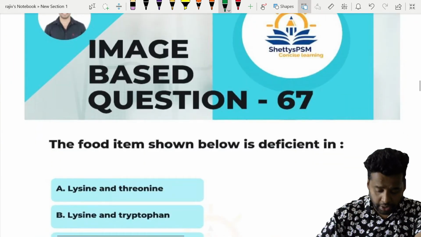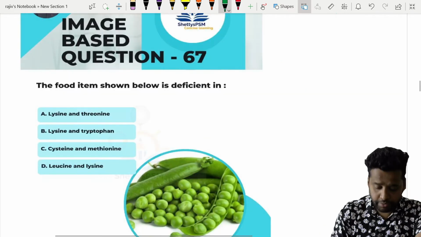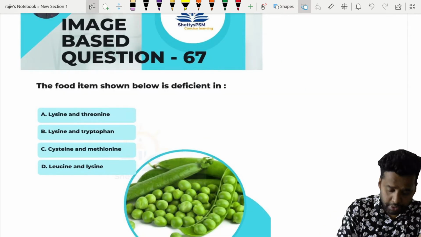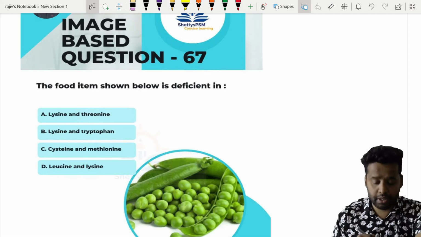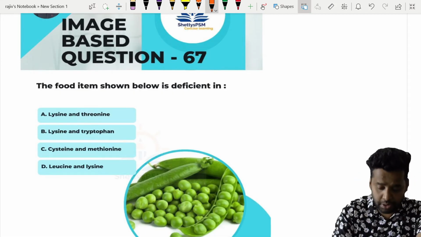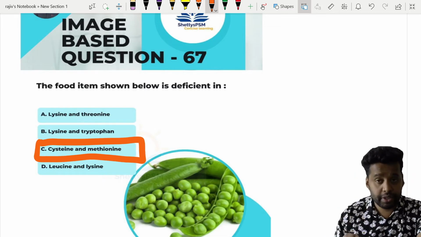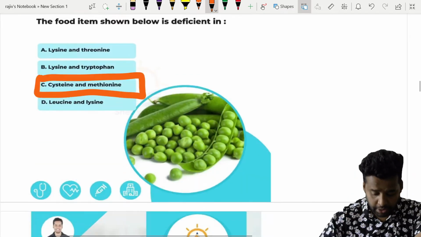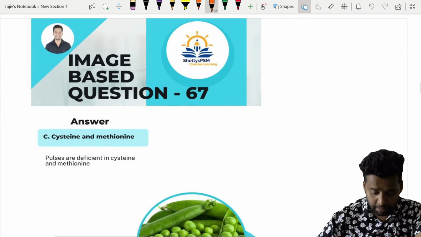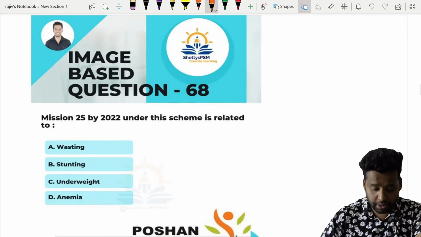See this question: pulses are deficient in cysteine and methionine. These two are sulfur containing amino acids. Pulses are deficient in these two amino acids. Sometimes they'll give soya bean, sometimes they will give green pulses like green peas.